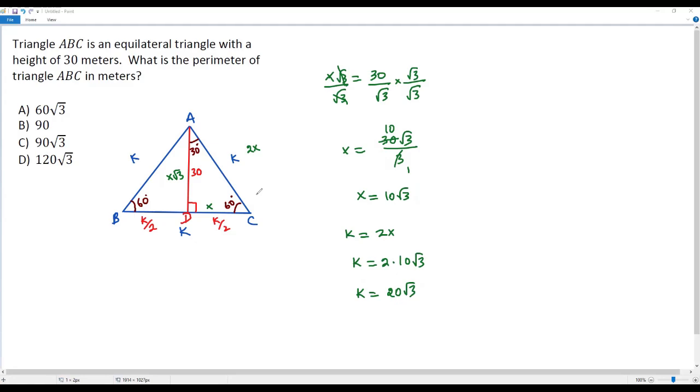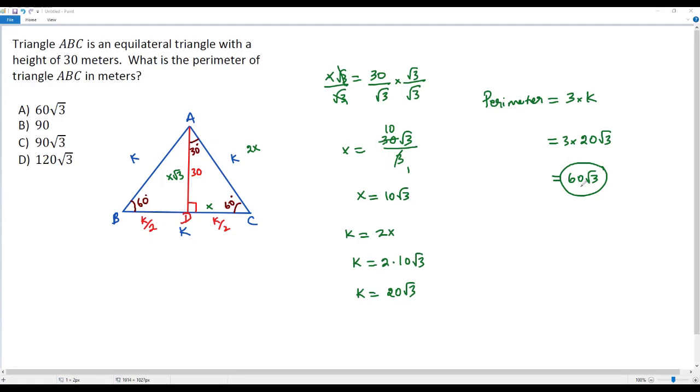We know that K is the length of each side of the given equilateral triangle ABC. Then the perimeter of the triangle equals 3 times the length of each side of the equilateral triangle, that is K. And here the value of K is 20 square root of 3. Let's plug in this value for K over here. 3 times 20 square root of 3. And 3 times 20 square root of 3 is 60 square root of 3. So therefore, the perimeter of the given equilateral triangle ABC is 60 times square root of 3 meters.